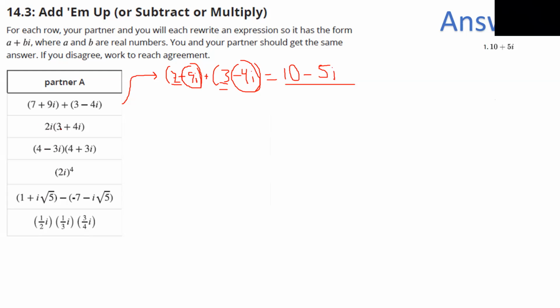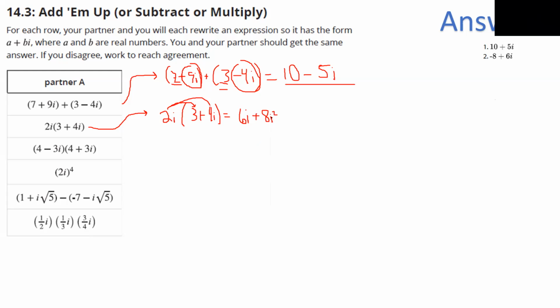All right. So now that you did that, the answer for number 2 is negative 8 plus 6i. And if you can see my answer here. And now I'm going to work this out for you as well. Well, whenever you have a term outside of the parentheses, that term needs to be distributed. Now I'm going to distribute this 2i times the 3. So 2i times 3 is 6i. Now 2i times 4i will be 8i squared.